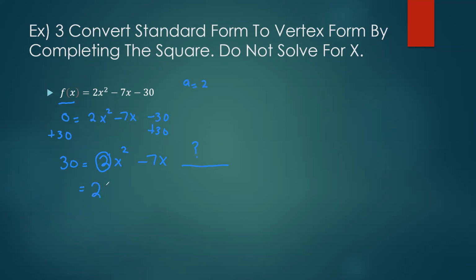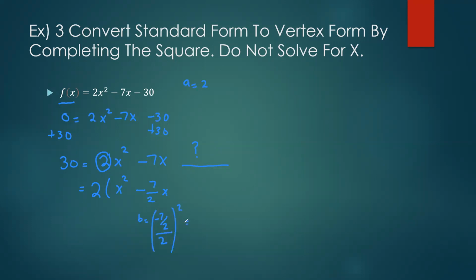So this is going to be 2x squared, and then this is going to be negative 7 over 2x, right? Because if you multiply 2 by negative 7/2, you're going to get negative 7x. Okay, so our new b value is negative 7/2.